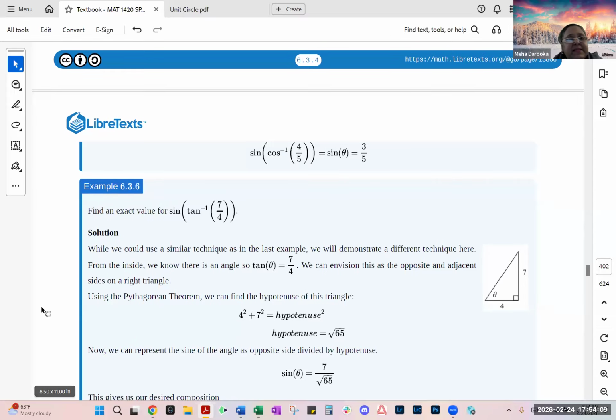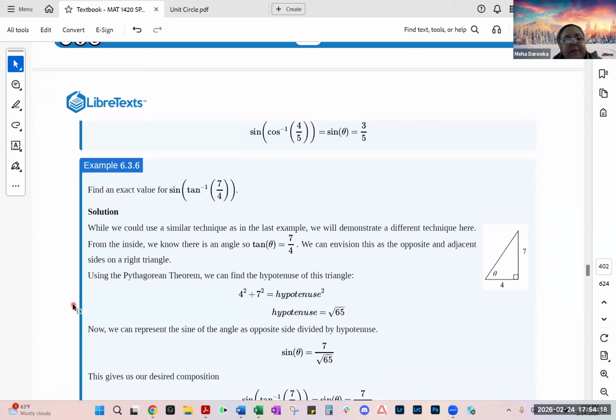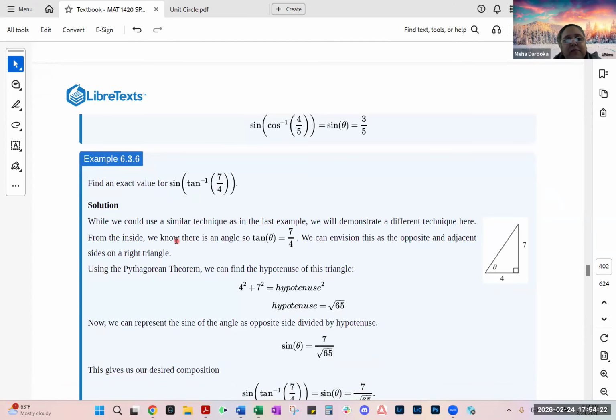If you look at another example here with the sine of tangent inverse of 7/4, we're going to use a little bit of a different technique to solve this one here. So for this guy, the last technique would work, obviously, but let's build up on something new.